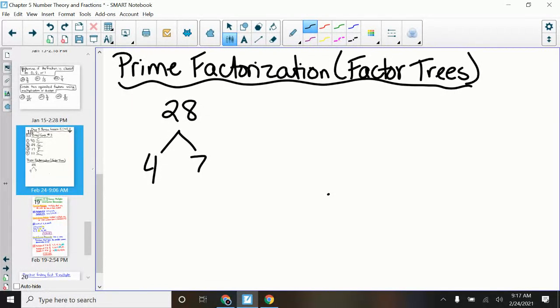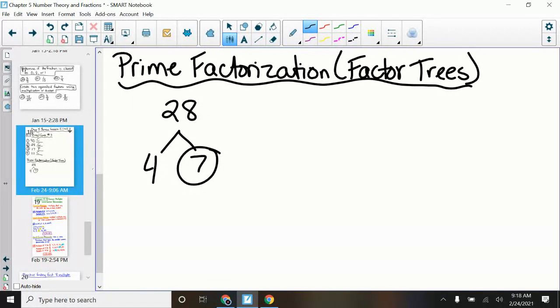Are either one of those numbers prime numbers? Mason, what would you say? Are either one of them prime? Which one? 7. The 7 is. So 7 gets to turn into an ornament on my tree. The only ornaments on my tree are going to be prime numbers.